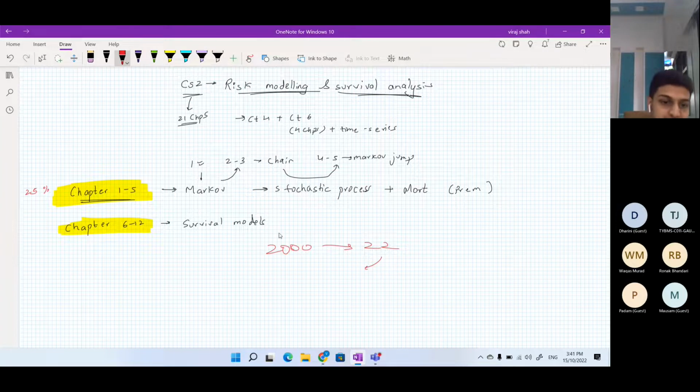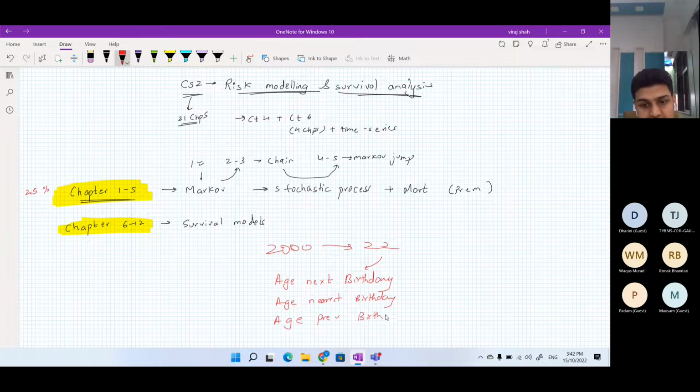There are several types of birth year or birth age. One is age next birthday. We basically make our analysis with respect to this. Then age nearest birthday and age previous birthday. That means for each and every analysis, your age would be different. Why your age would be different and which age would be important, we'll be understanding in the ninth chapter.